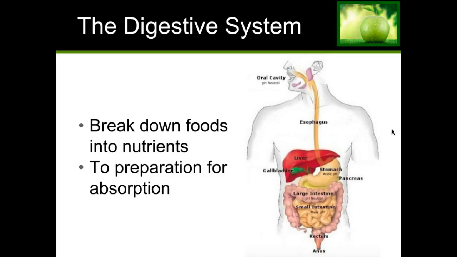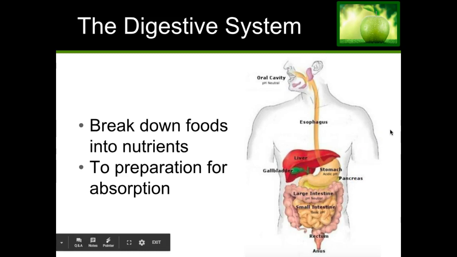Here's a diagram of the digestive system. Starting out with the oral cavity, food enters, goes down through the esophagus, into the stomach, from the stomach into the small intestine, from the small intestine into the large intestine or colon, the rectum, and it's expelled from there.